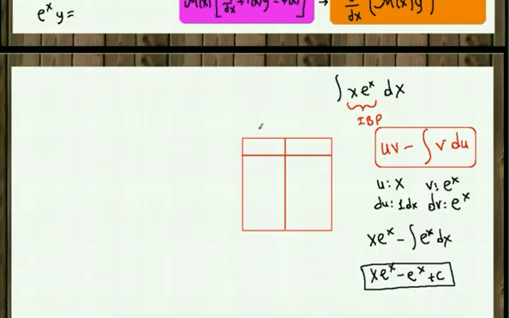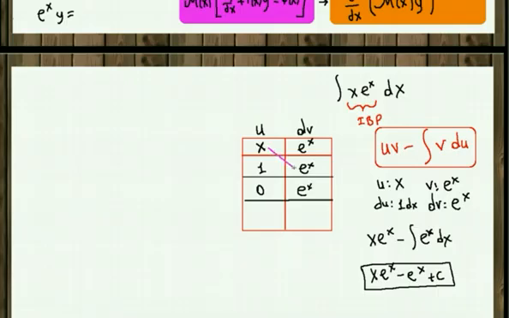In the tabular method we have to define again u and dv. u is the function that we differentiate, dv is the function that we integrate. So what's the derivative of x? Derivative of x is 1. And what's the derivative of 1? 0. So you differentiate until you get 0. Now we're going to integrate. e to the x is e to the x, and integration of e to the x is again e to the x.